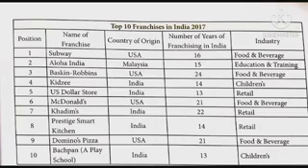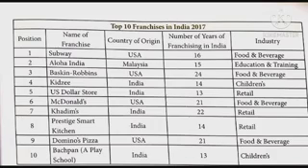Now we are going to see some top 10 franchises in India. This was related to the year 2017. First one, Subway. This is a USA company. For 16 years it has been in India. Subway is food and beverages. Next one, Aloha India. The origin was Malaysia. 15 years it has been here. Aloha is related to education and training. Then Baskin Robbins is from the USA. It has been in India for 24 years. This is also food and beverages.